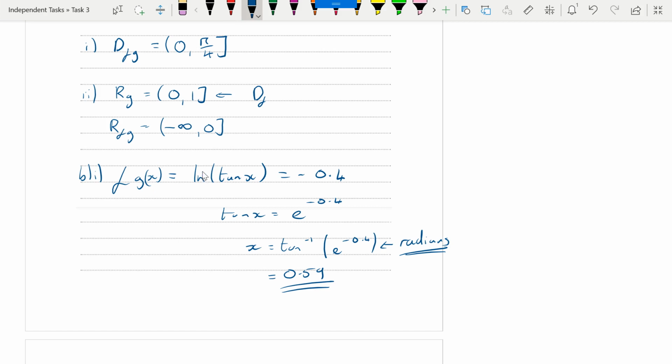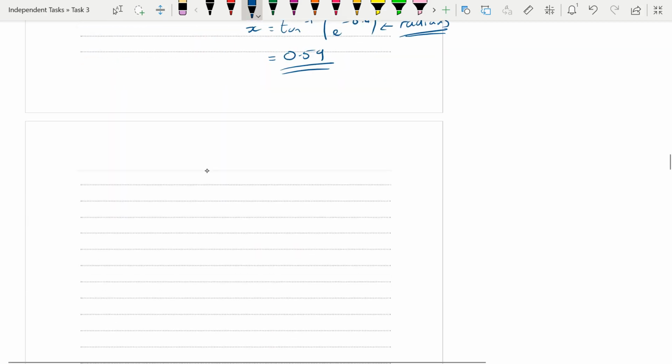Part 2 says, giving a reason, write down a value for k so that f of g of x equals k has no solutions. So for that, what I'm going to do is look at the range. The range of f of g is minus infinity to 0. So I can only get out numbers in this range, which means I can pick any value for k that isn't in this range. So I need to state that, don't I?